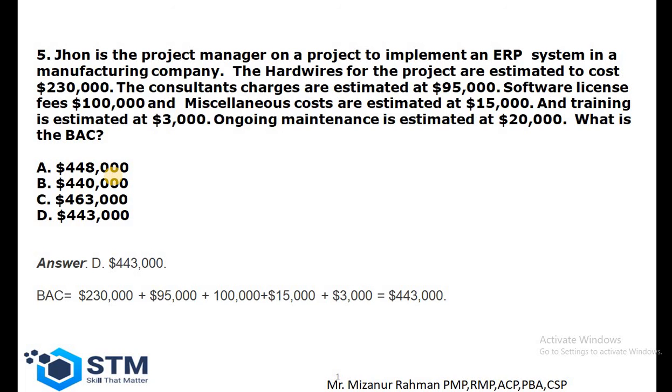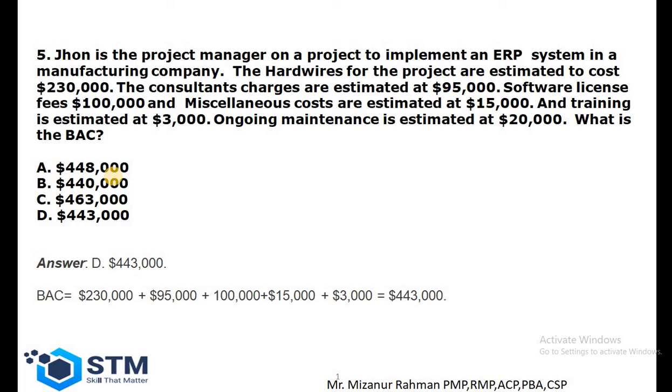John is a project manager on a project to implement an ERP system in a manufacturing company. The hardware costs for the project are estimated to cost $230,000. The consultant charges are estimated at $95,000. Software license fees is $100,000 and miscellaneous costs are estimated at $15,000. Training is estimated $3,000. Ongoing maintenance is estimated $20,000. What will be the budget at completion?